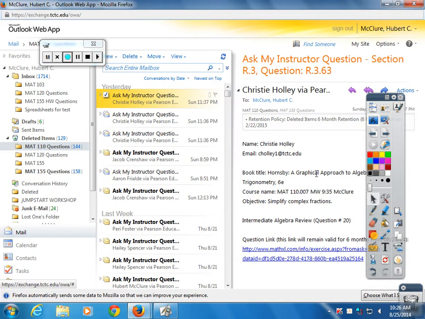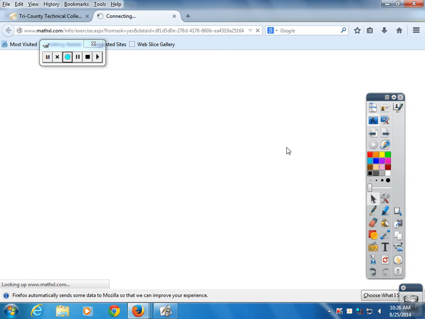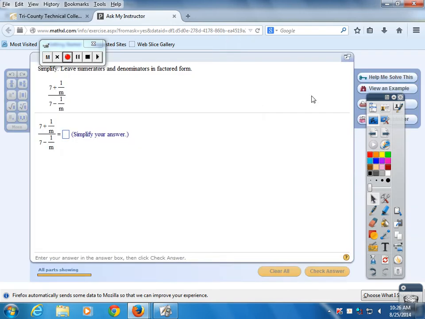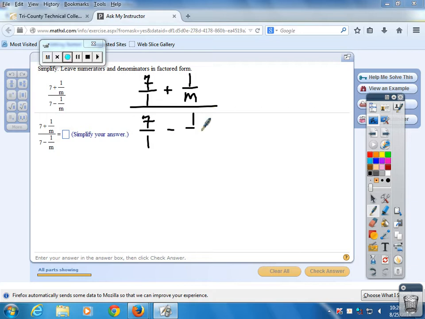All right, this one's 63, R3. This is the review section 3 in your book. R3, question 20. All right, this is called a complex rational expression. Now, the first thing I'm going to tell you to do on this one is make everything into a fraction. Make that 7 into a fraction. I'll start you off. 7 over 1 plus 1 over m over 7 over 1 minus 1 over n.